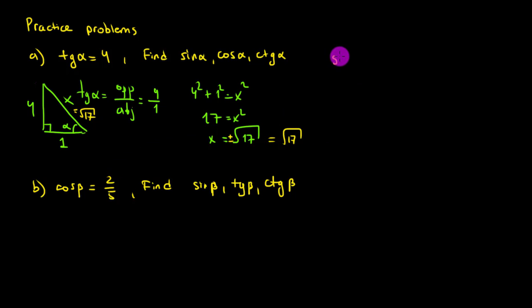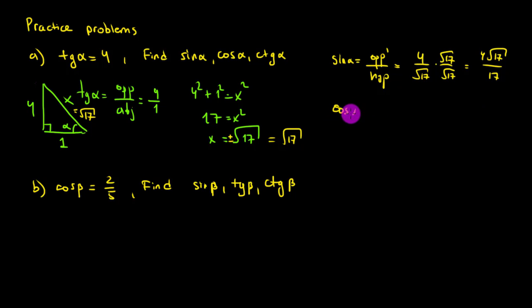So what is sine alpha? Sine alpha is opposite over hypotenuse. According to this side, this one is opposite, which is 4. So 4 over square root 17. Here you also have to rationalize, and to rationalize you multiply by square root 17. Then you have 4 times square root 17 here, and here you get just 17.